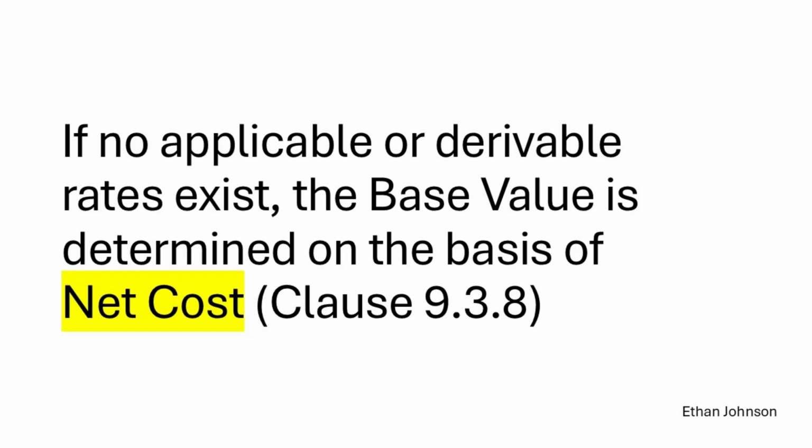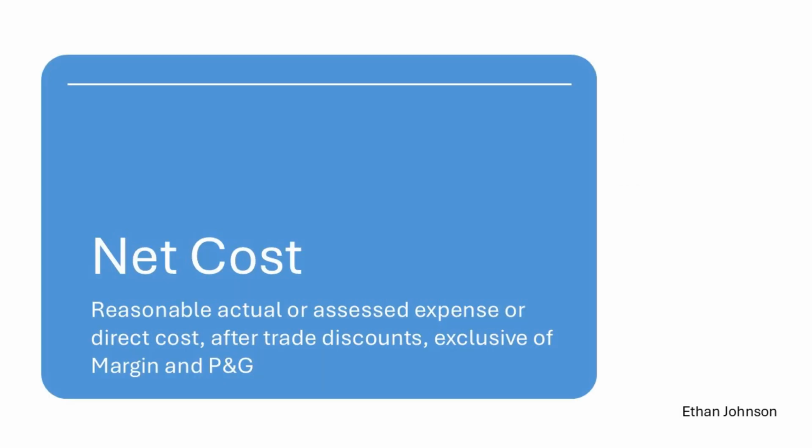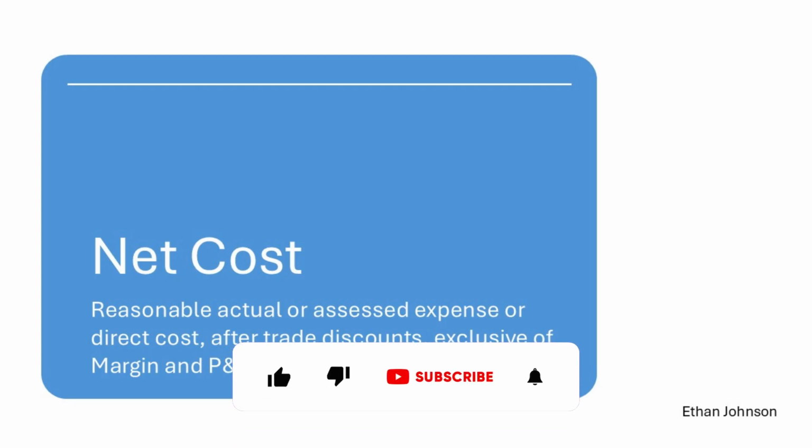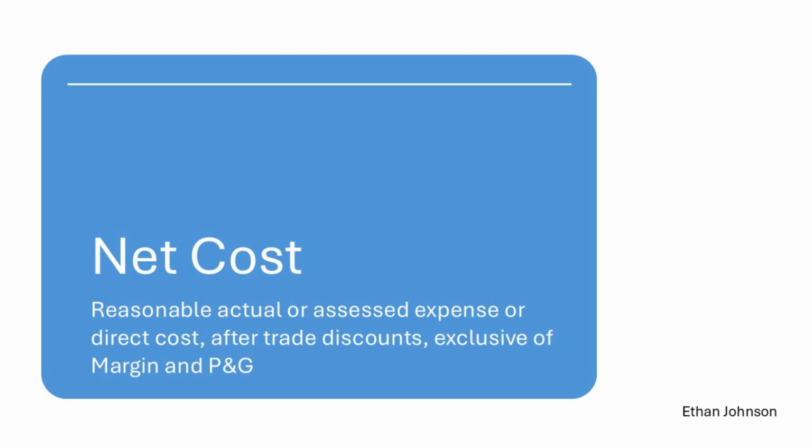Clause 9.3.8 says this is for work that is completely different from anything else in your schedule. When this happens, the valuation is based on the actual cost to the contractor to do the work using a very specific term called net cost. So, what exactly is net cost? Well, the standard defines it as the raw at cost price. Think of it as the rock bottom cost. It's the actual expense for labor, materials, and equipment after you've taken off any trade discounts. And what's really important is that it specifically excludes any money for the contractor's overheads and profit. We'll add those on in the next step.